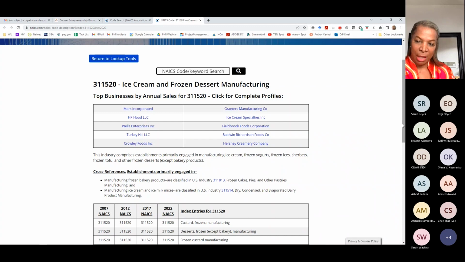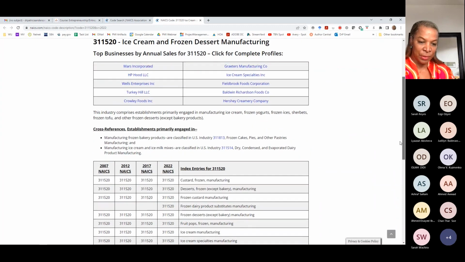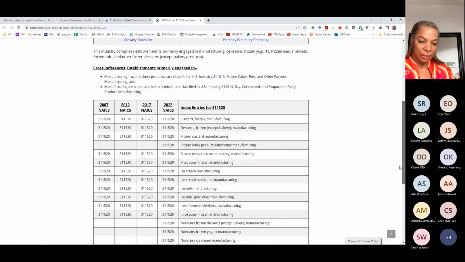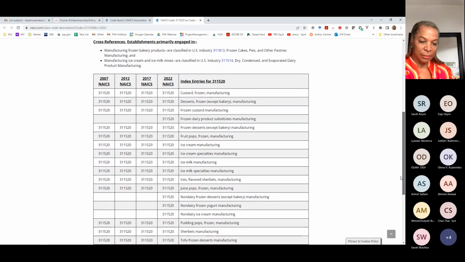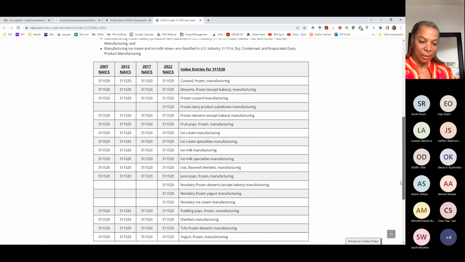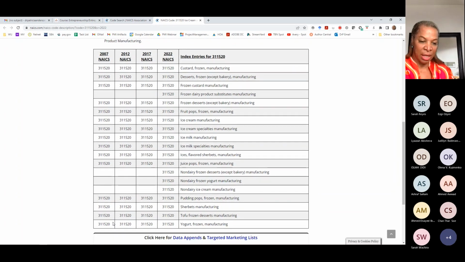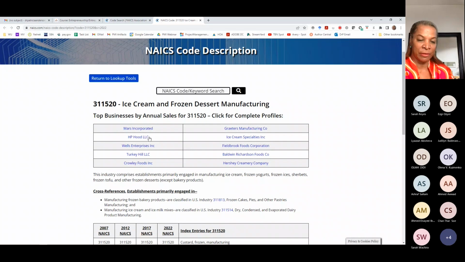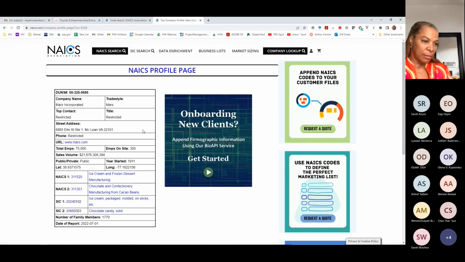And then I can go down to the related codes. They make tofu frozen dessert, so if you don't want dairy milk. So these are the top ones in terms of sales. Let's take a look at Mars. See what they look like.